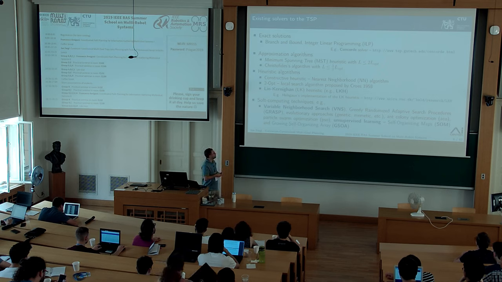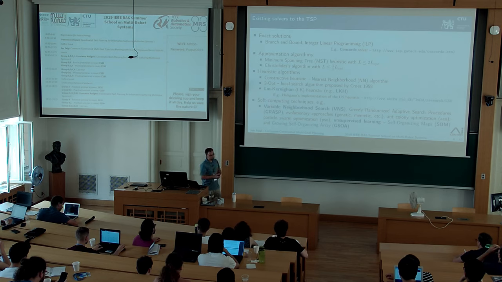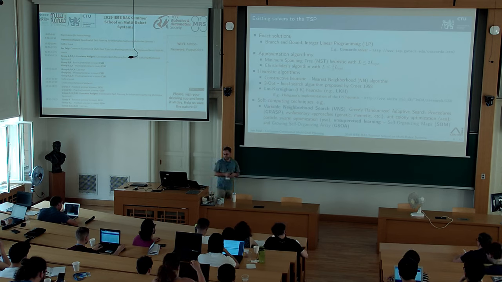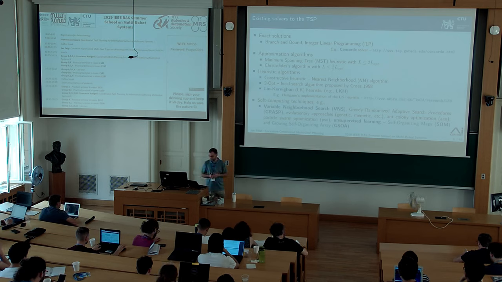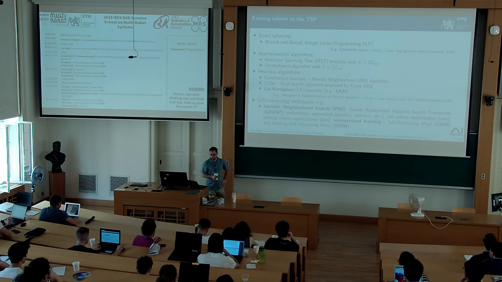which is very efficient for the combinatorial problem definition, let's say. There are other algorithms, and mostly from the soft computing techniques. There is variable neighborhood search, which is also used in our research. There is GRASP, which is a very powerful construction heuristic. There is also unsupervised learning and, recently, the growing self-organizing array.